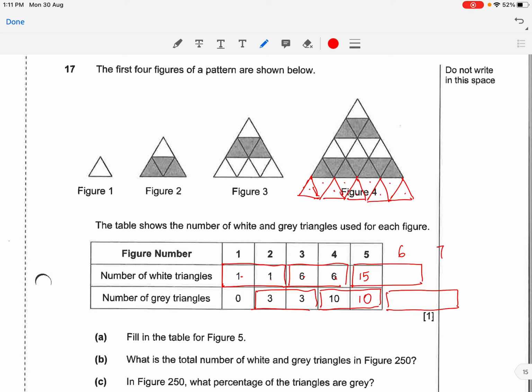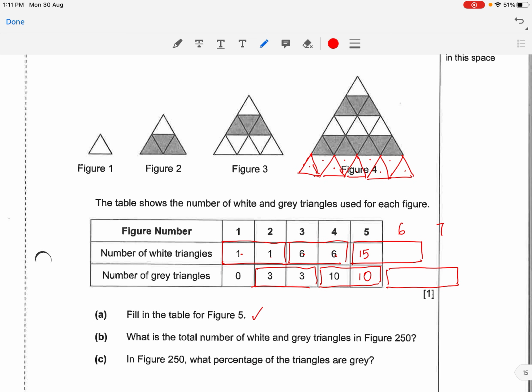Okay, then how do you get figure 5? You have already done this, so definitely the 1 mark should be able to do. Okay, what is the total number of white and grey? As you can see, the table itself doesn't have the total. So what you need to do is to have another column for total to see if there is any pattern. So let's just add them together. 6 and 10 is 16. This will be 25.